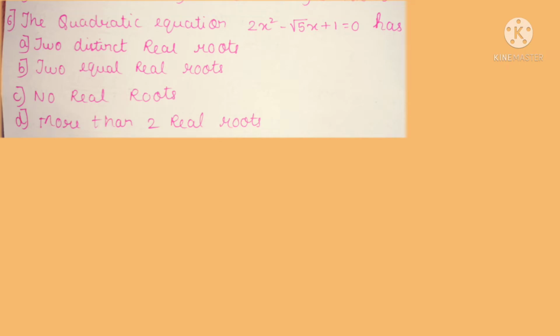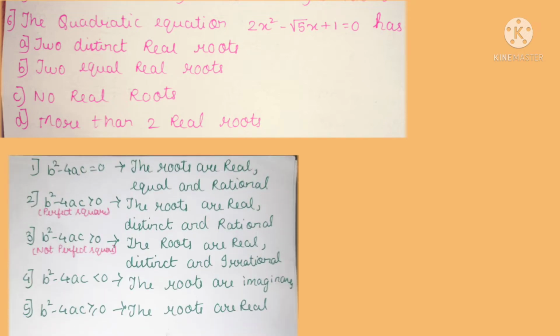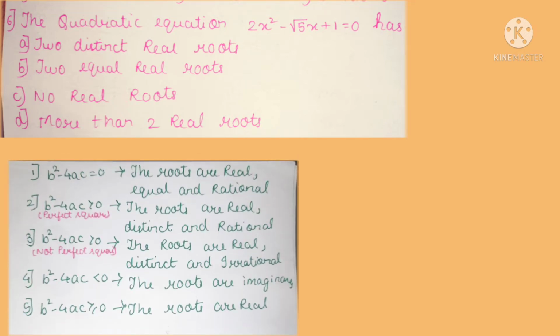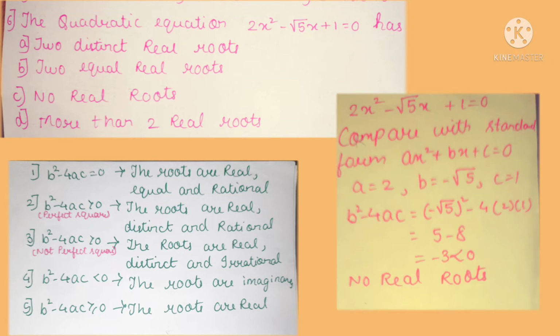Let's move on to the sixth main question. The question is: the quadratic equation 2x square minus root of 5x plus 1 is equal to 0 has the following, and certain options are given. This question is completely based on the fifth MCQ that we have done. The fifth we did orally. Now we are going to take a sum and explain it. So let's take 2x square minus root 5x plus 1 is equal to 0.